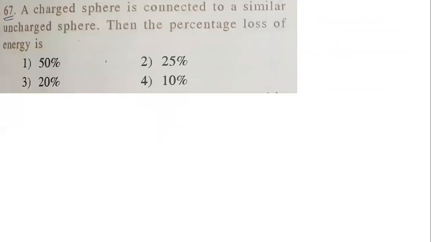Question number 67. A charged sphere is connected to a similar uncharged sphere. What is the percentage of loss of energy? Whenever such spheres are connected, we need to find the initial energy, final energy, and the difference in energy, the ratio. Initial energy is Ui equal to half CV square, that is C1 V1 square.